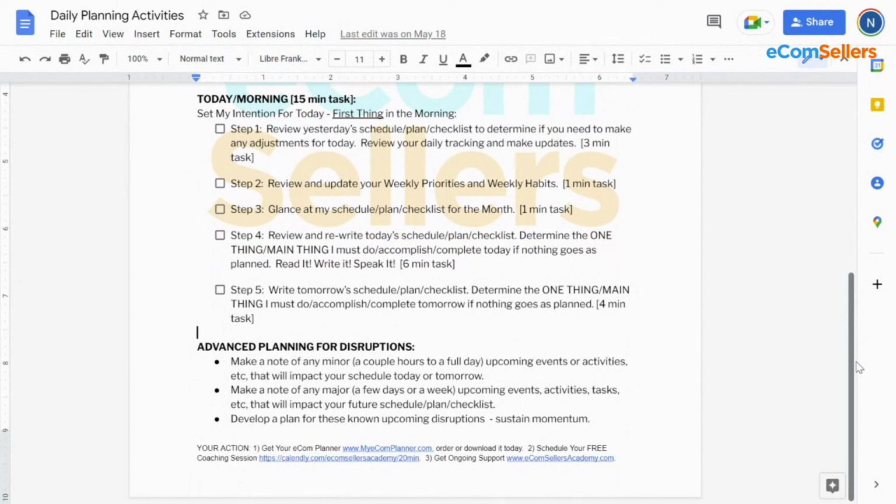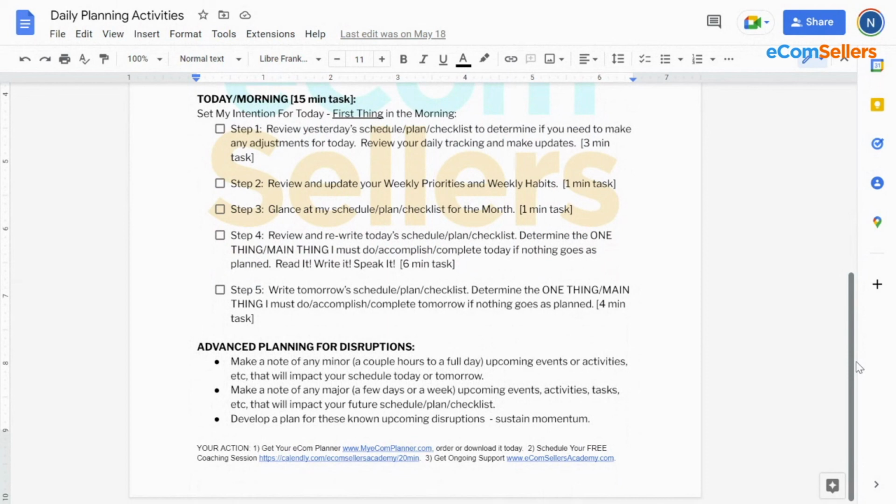So think about upcoming doctor's appointments, upcoming obligations, upcoming conferences you have to go to, or appointments that you have to attend, and make adjustments to your schedule where possible so that you can still maintain momentum in your business.